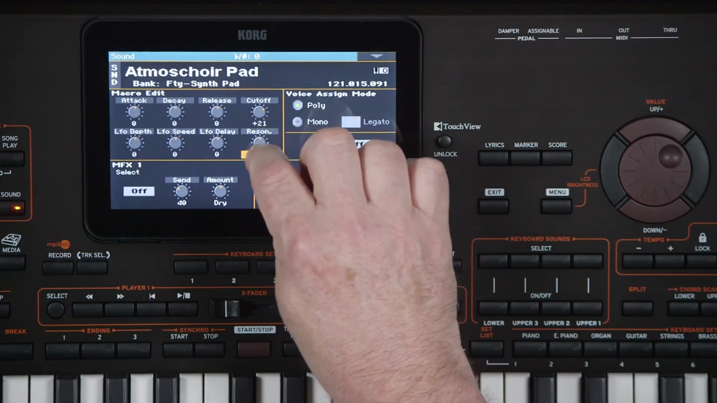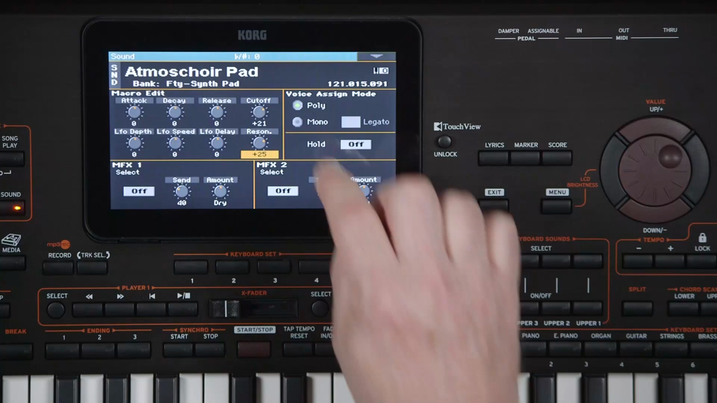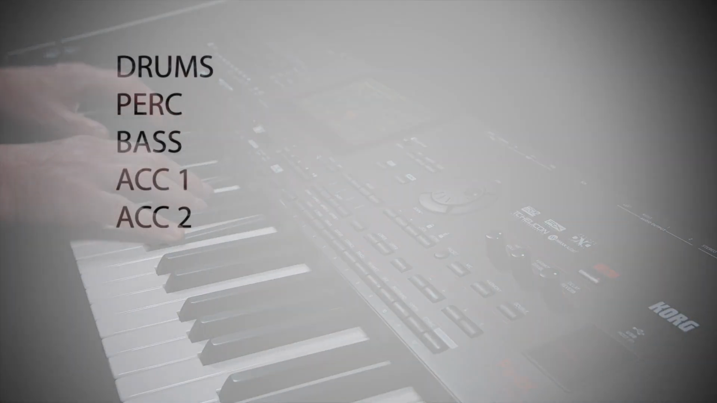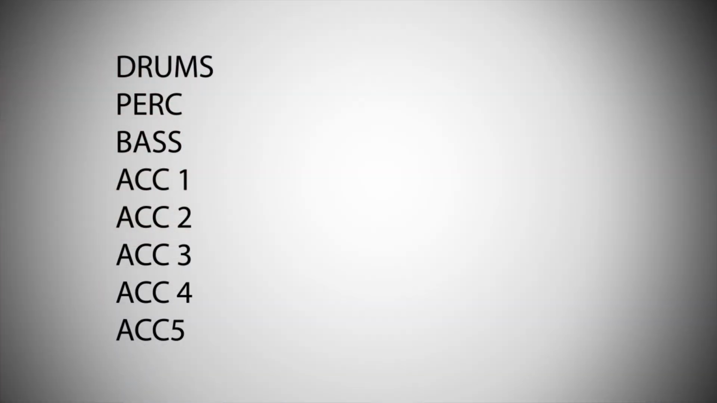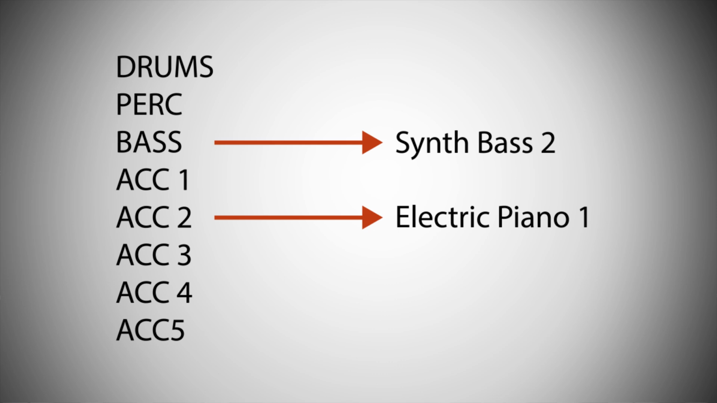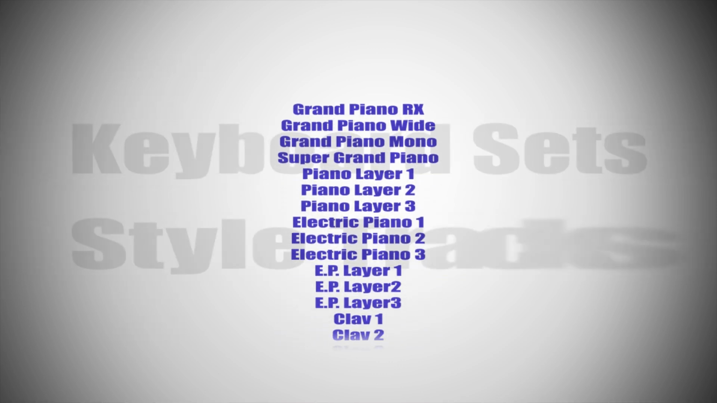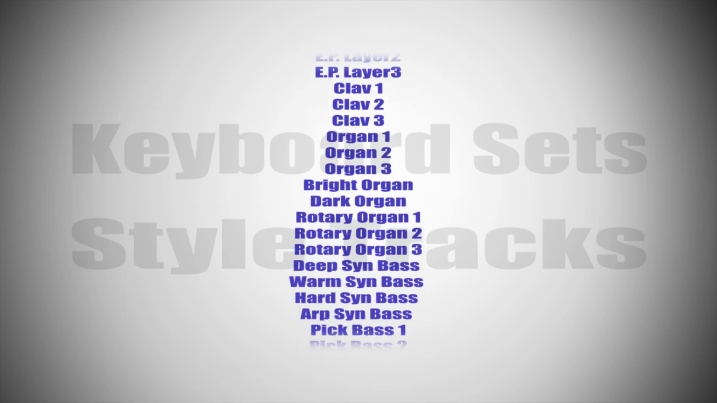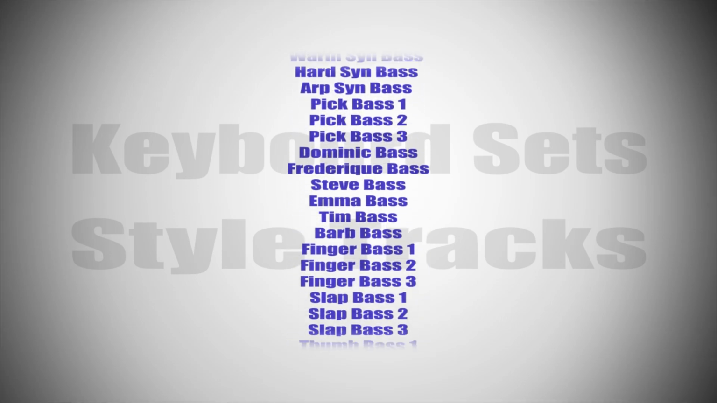In the next chapter, we'll look at styles where you'll see that sounds are also used by the different tracks of the style accompaniment. For example, the bass track might use a synth bass sound, another track might use an electric piano sound, etc. So basically, the keyboard sets and style tracks are all accessing the same library of sounds inside your PA4X. And there are hundreds of sounds to choose from, so the possibilities are endless.